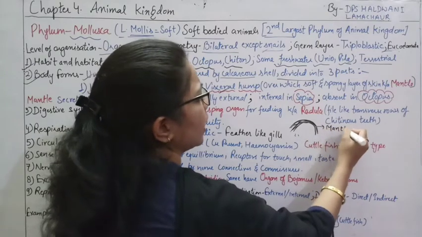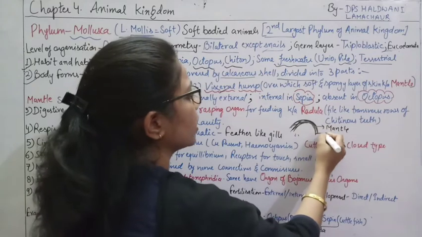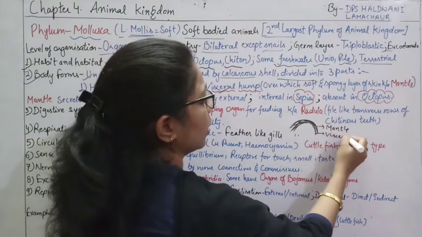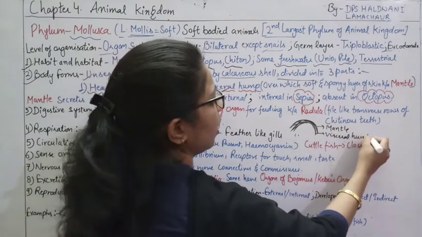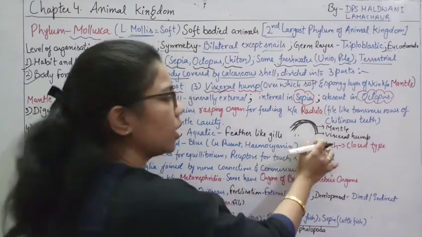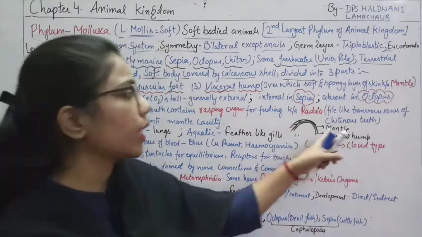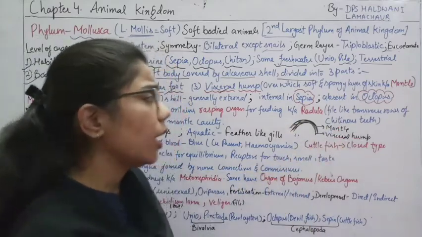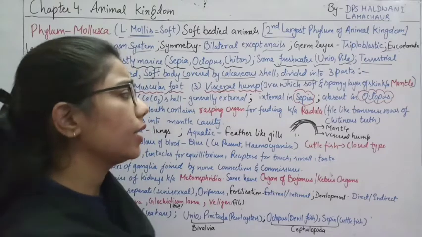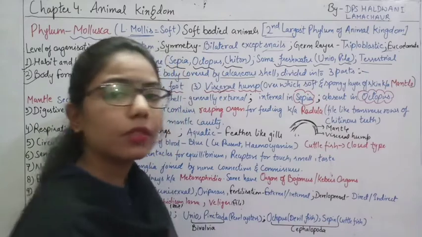Okay, what did we call this? Mantle. And the inner one is what? The inner one is the visceral hump, or visceral mass. Internal is inside, and the soft body cover layer formed on the outside, we called the mantle. Now another important thing is that there will be some space, the space between this mantle and this visceral hump.